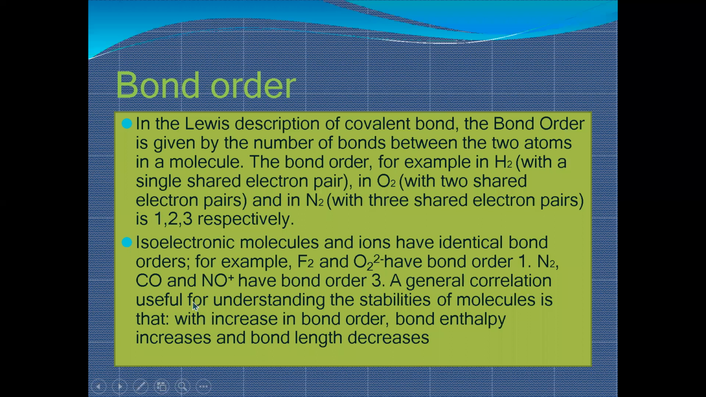A general correlation useful for understanding the stability of a molecule is that with an increase in bond order, bond enthalpy increases and the bond length decreases. So when you relate all those three things, whenever there is an increase in bond order and bond enthalpy, it leads to a decrease in the bond length. For example, why bond length?